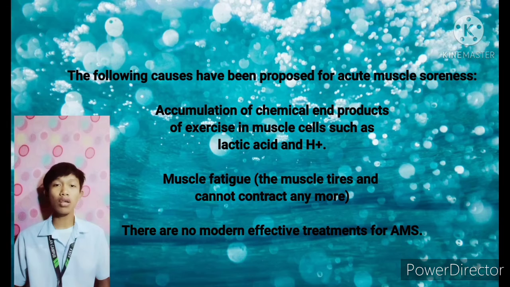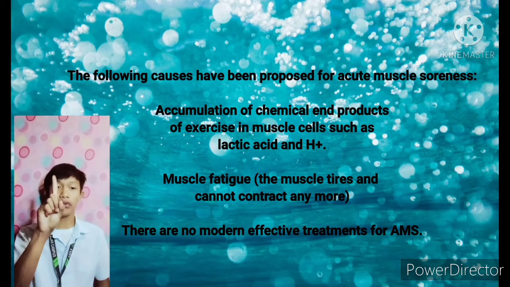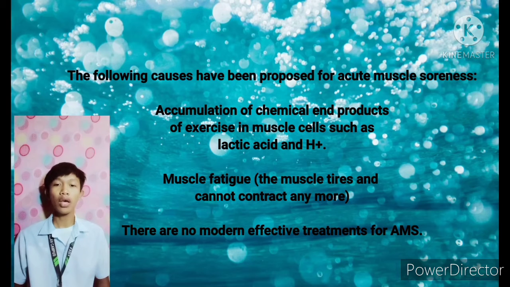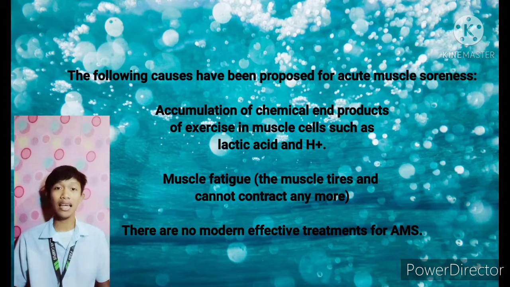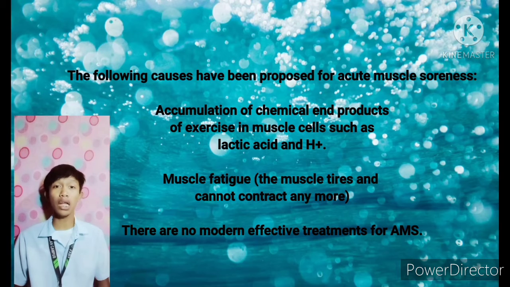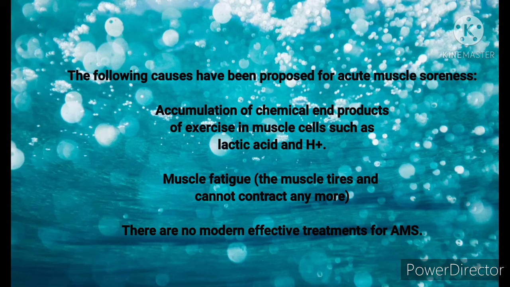The following causes have been proposed for acute muscle soreness. First, accumulation of chemical end products of exercise in muscle cells such as lactic acid and H+. Second, muscle fatigue. The muscle tires and cannot contract anymore. There are no modern effective treatments for AMS.